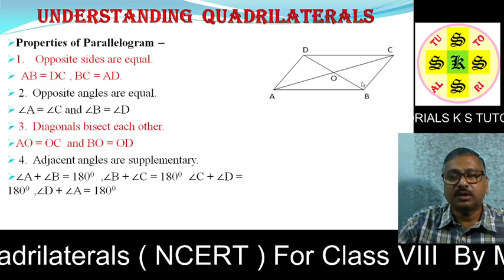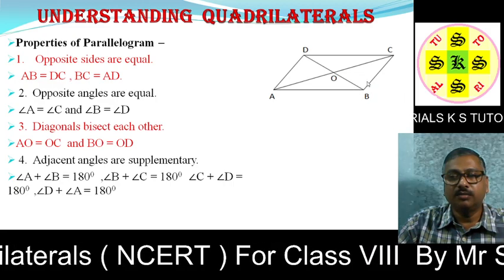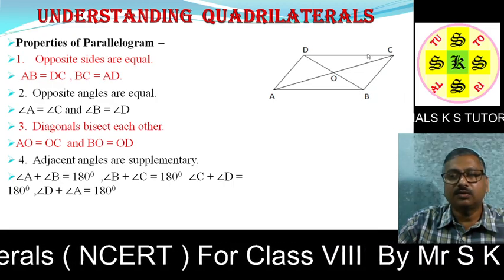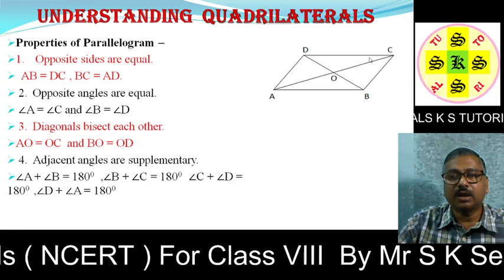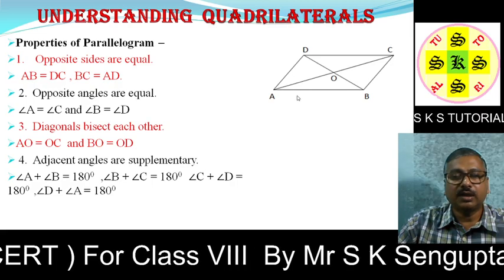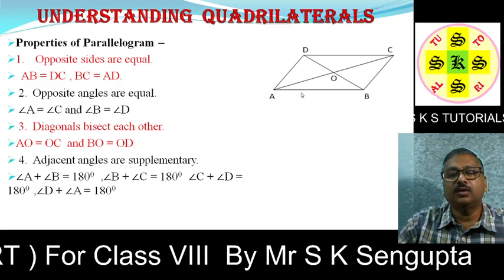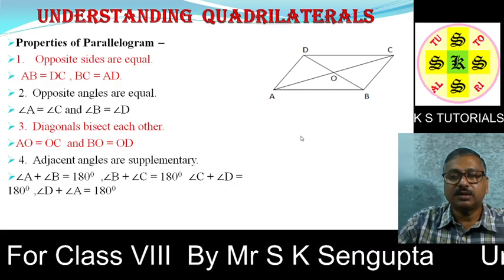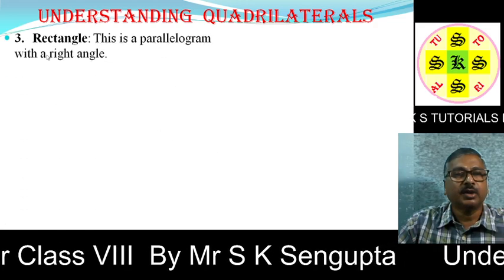This angle plus this angle is 180 degrees. Similarly, angle B plus angle C is also 180 degrees, and another pair, angle C plus angle D, is 180, as well as angle D plus angle A, 180 degrees. Adjacent angles are supplementary.